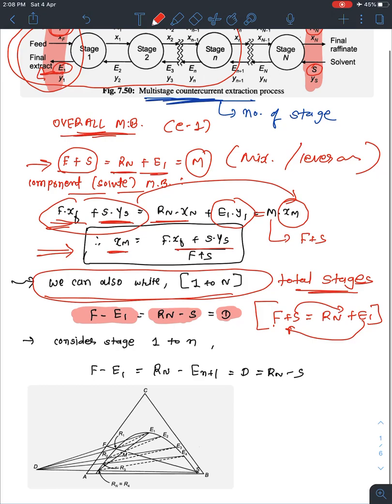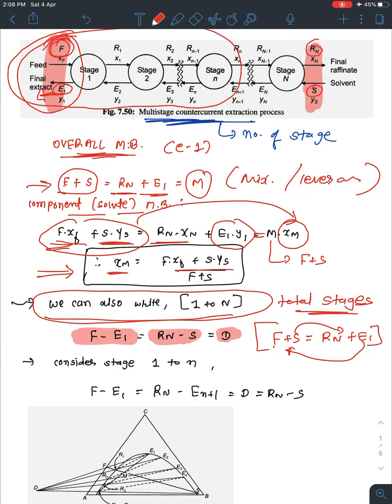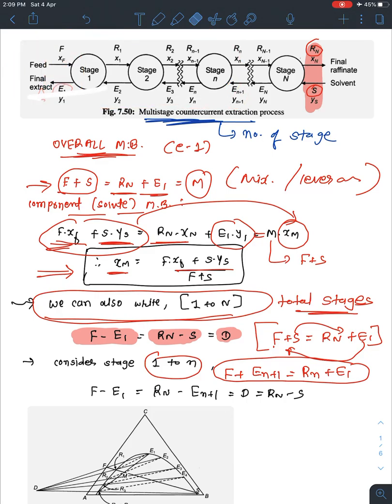Okay, again we'll write down that material balance. So I'll write down F plus, now see here what is the entrance over here, which is the extract from the previous phase, right? So F plus E n plus 1, which is equal to Rn plus E1. So that is the total material balance from stage 1 to small n.